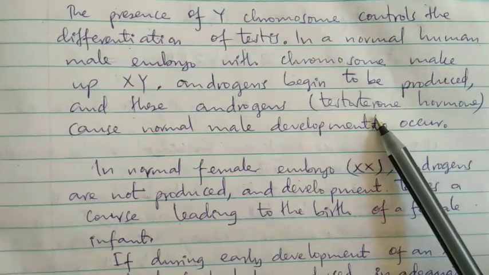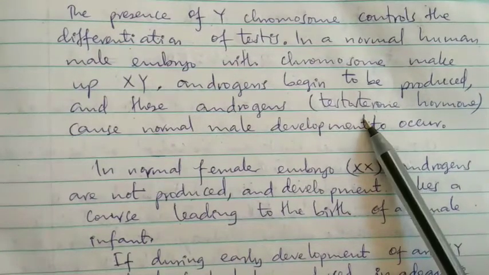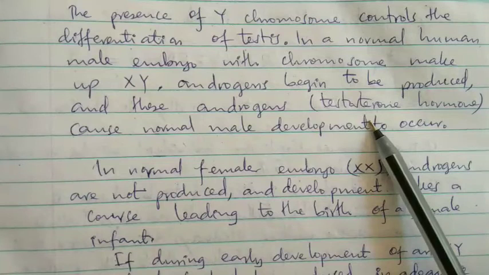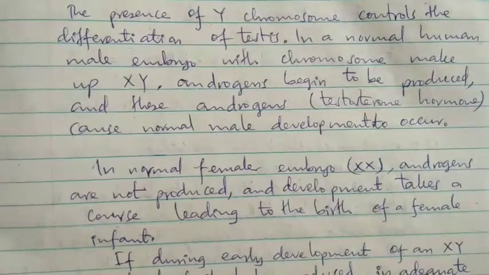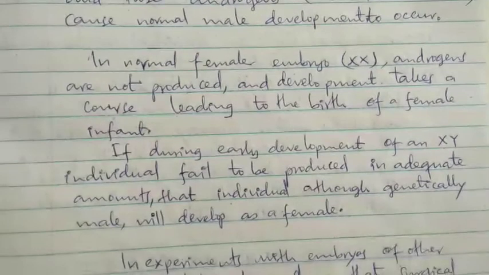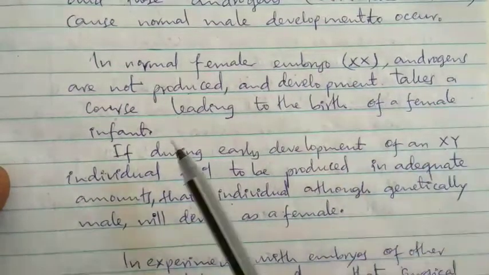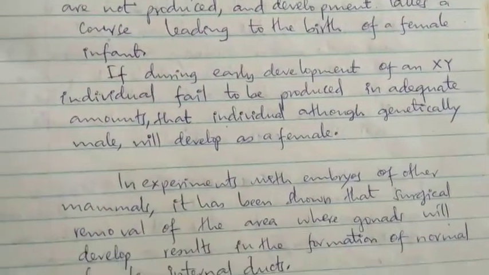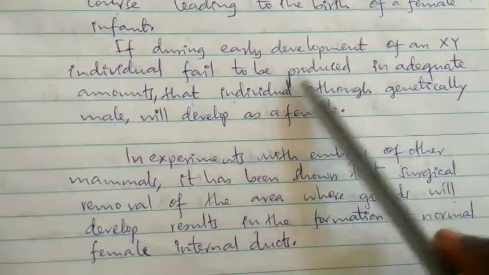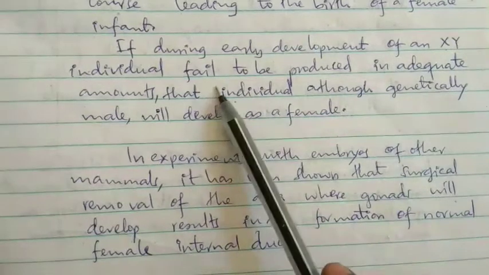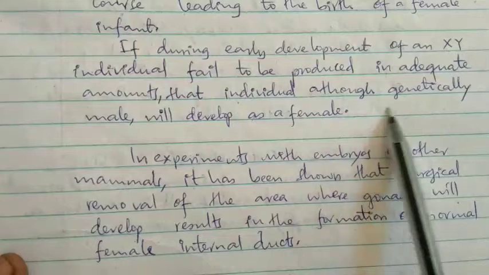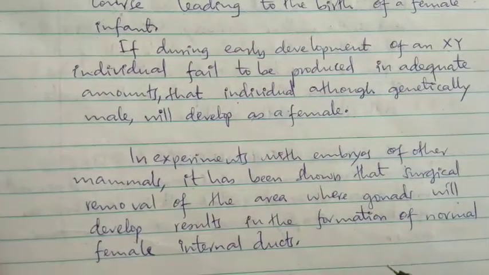So that means even a mother's womb, or even a woman, they can produce androgens, but in small amount, the testosterone. And that's why sometimes ikizidi hizi unakuta mwanamke ana ndevu. In a normal female embryo XX, androgens are not produced, and the development takes a course leading to birth of a female infant. Unaona bwana? If during earlier development of an XY individual androgens failed to be produced in adequate amount, that individual, although genetically male, will develop as a female.